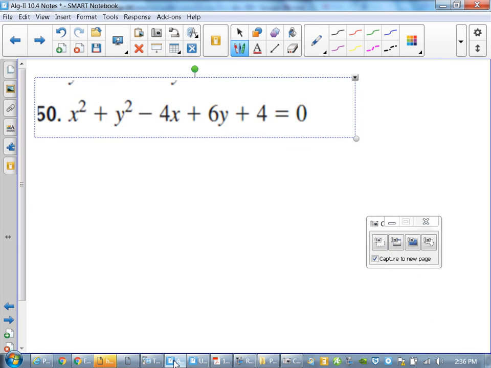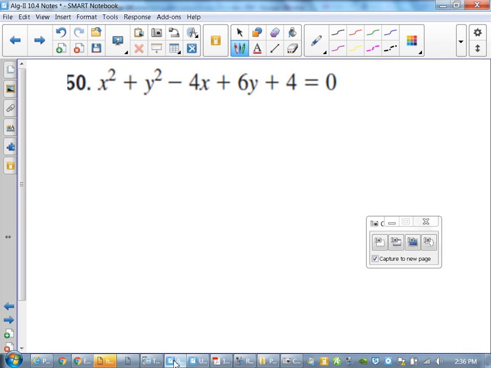Eventually you'll be given that: graph and label everything. I know. Which means, like I said earlier, what do you think I'm going to have to do twice? Complete the square.